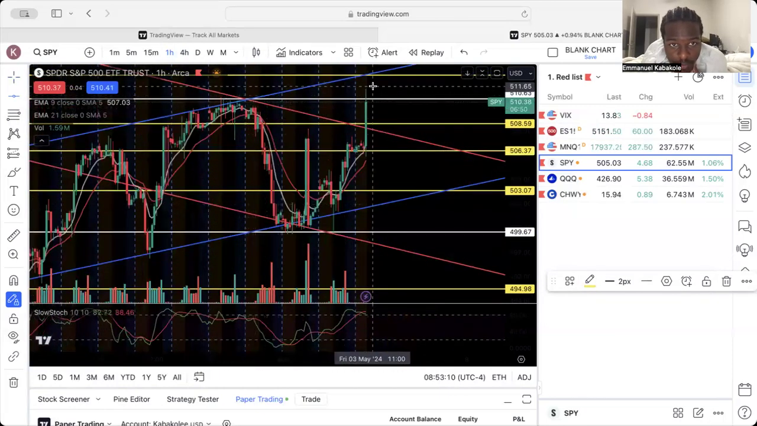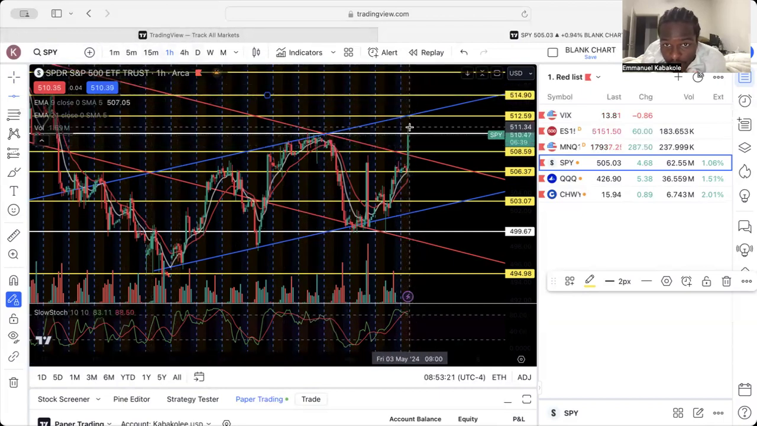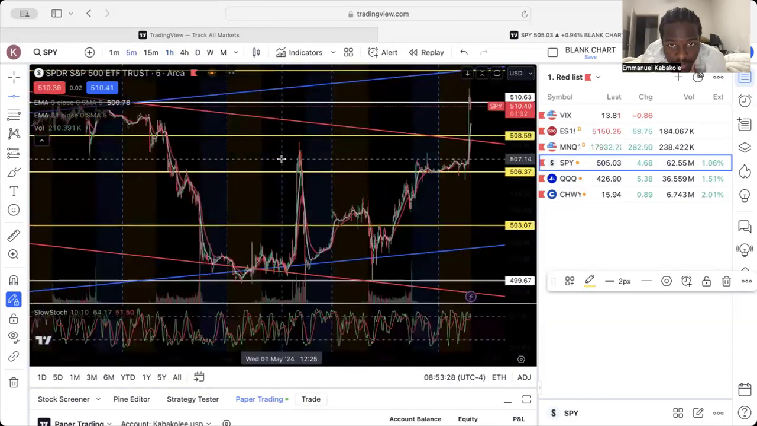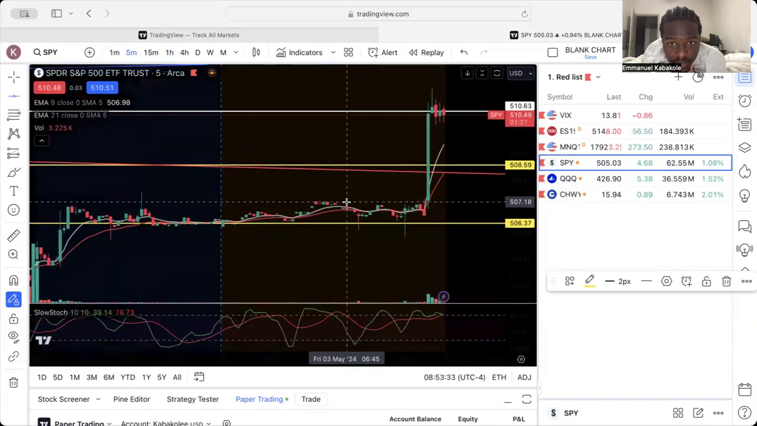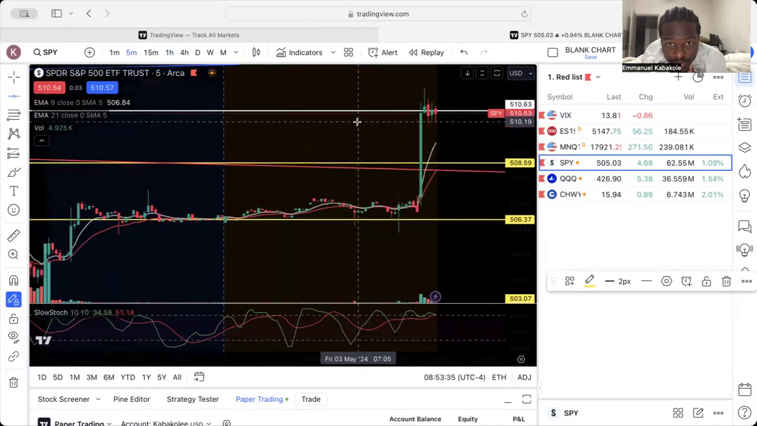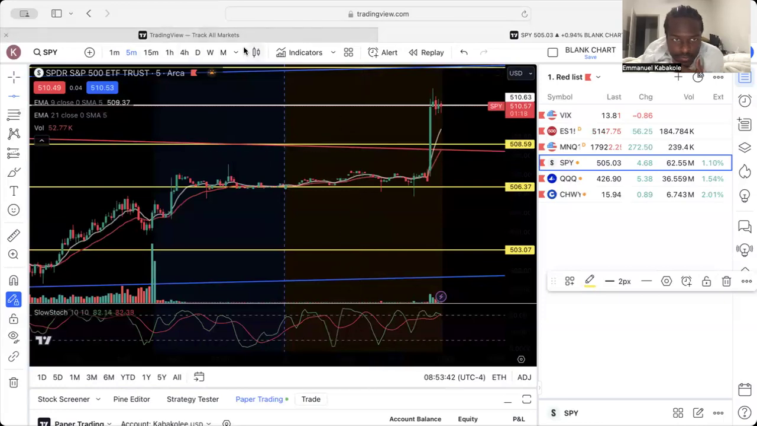Now, most breakouts fail. So this was a hard level to break at one point. So we broke above it, but for some reason we're coming back down. Now, what I would do is if we break above it during the market session, hold it, I'll take it to 512, 514. If I go on the 5 minute right now, look what's happening on the 5 minute pre-market. We have this huge fair value gap. Huge. Am I saying we're going to fill it in the beginning of the market? I don't know.